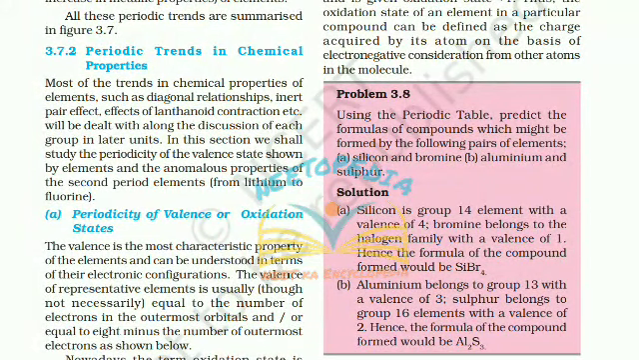3.7.2 Periodic trends in chemical properties. Most of the trends in chemical properties of elements, such as diagonal relationship, inert pair effect, effects of lanthanide contraction, etc. will be dealt with along with the discussion of each group later in the units. In this section, we shall study the periodicity of the valence state shown by elements and the anomalous properties of the second period elements from lithium to fluorine.